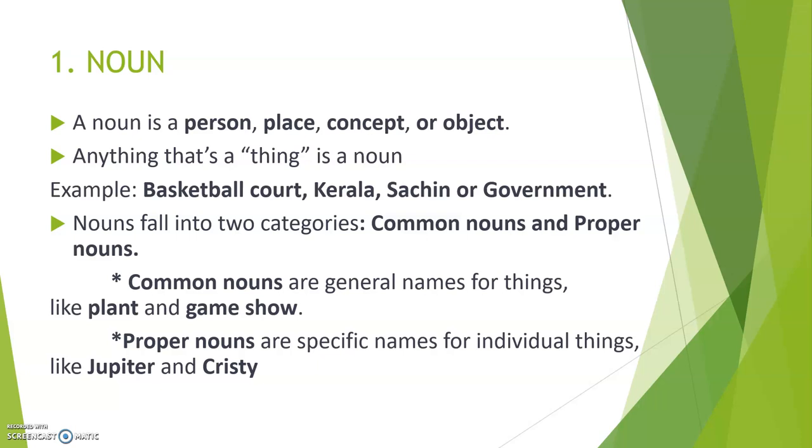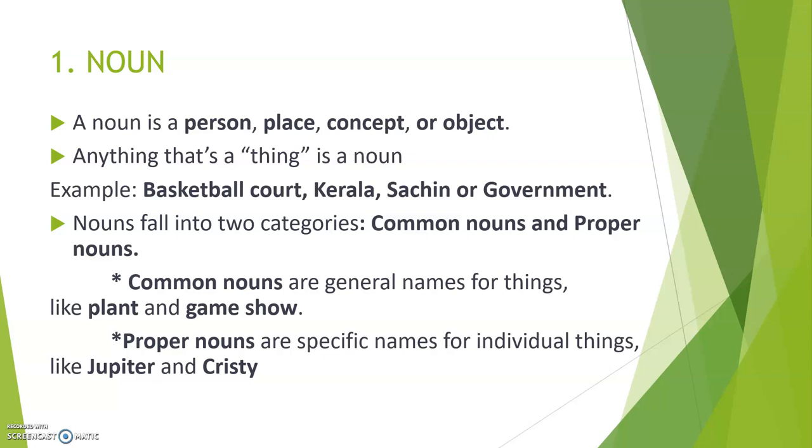Let's move on to noun. A noun is a person, place, concept, or an object. Anything that's a thing is a noun. We'll look into the examples. Basketball court, Kerala, Sachin, or government are nouns.